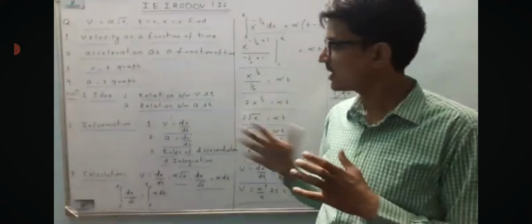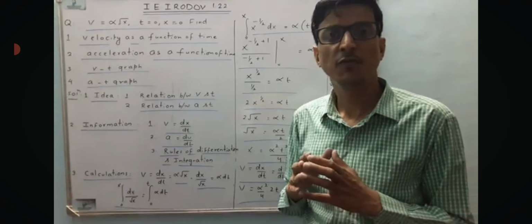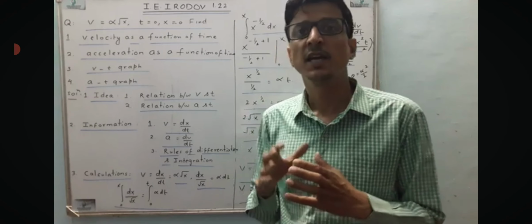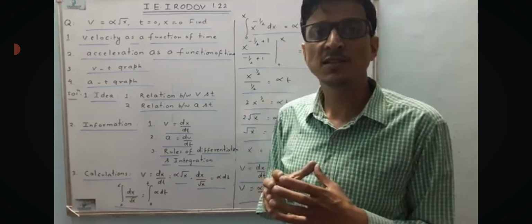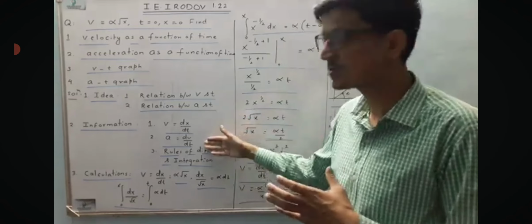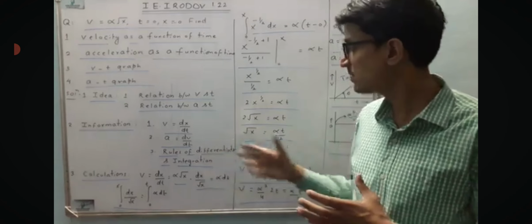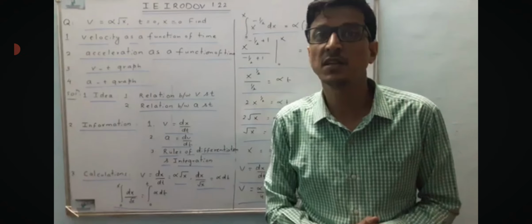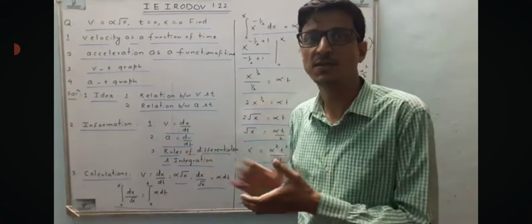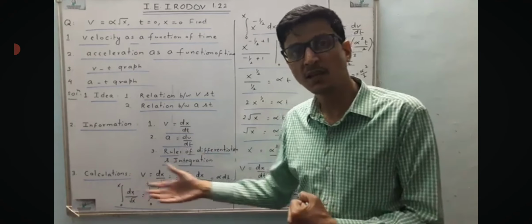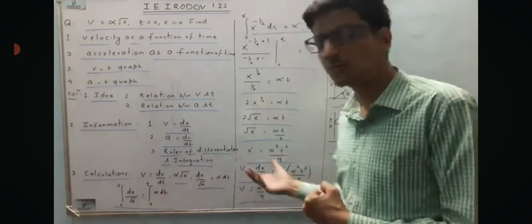The next part is information. We know that the relation between velocity and coordinate is v is dx by dt, and for acceleration, a is equal to dv by dt. So these are the relations we get. Because we are using differentiation, we must know the rules of differentiation and integration also, because these will be needed. If you are able to retrieve this information from your mind, then you can solve the questions. Now let's move on to the calculations.